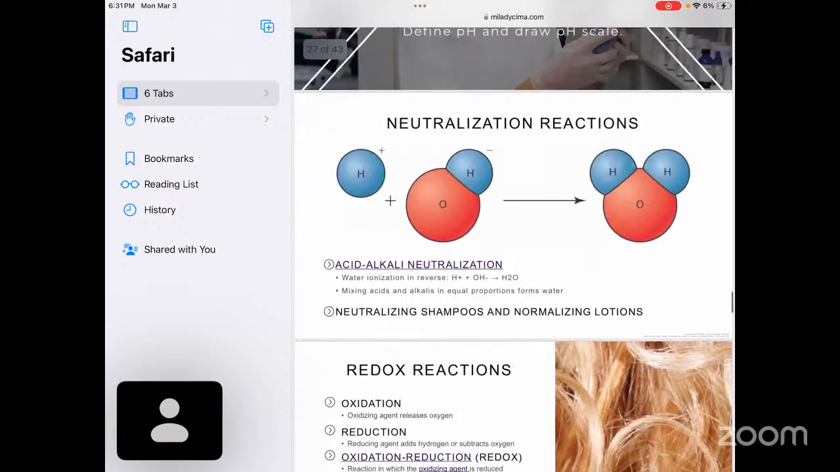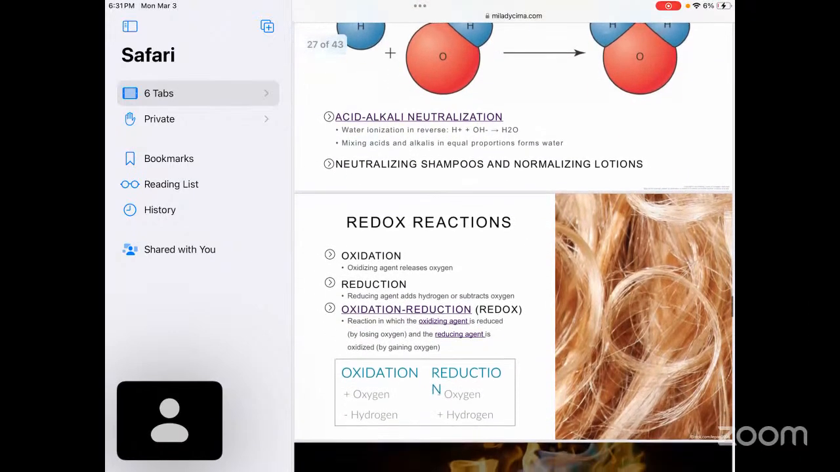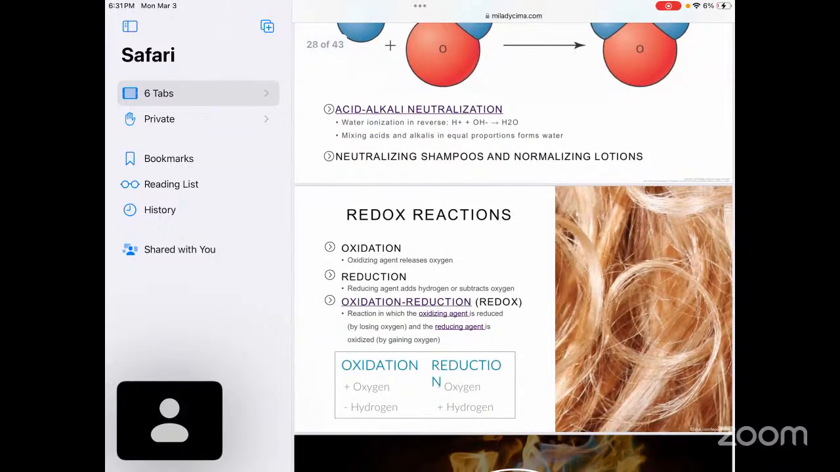All right, so we've been talking about the pH scale. Now we're talking about neutralization. And you can neutralize products not only with shampoos and normalizing lotions. When you hear the word normalize, that means neutralize. And you may say, Ms. Cox, what is neutralize? That means to stop the reaction of the product, stop the reaction of the chemical.